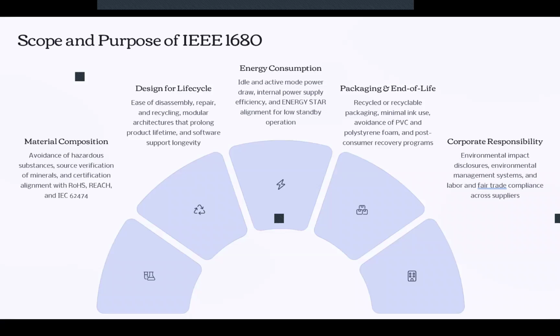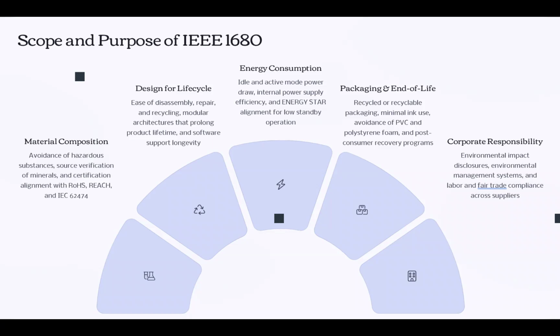Now, this standard is all about measuring and improving the environmental impact of electronics across their entire lifespan. It lays out material rules like banning hazardous substances and aligning with global chemical laws like RoHS and REACH. It encourages designers to think about how easy it is to repair, upgrade, or recycle the device once it's in the user's hands, and it looks at how much power a device uses while running, sleeping, or idling, and pushes for actual energy efficiency.